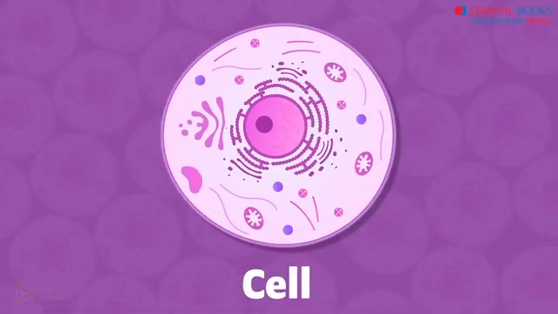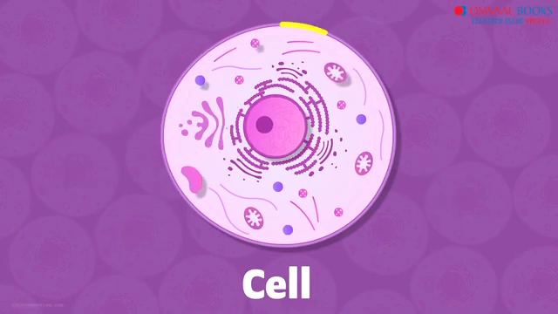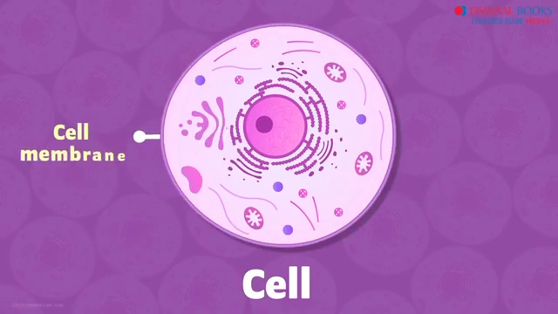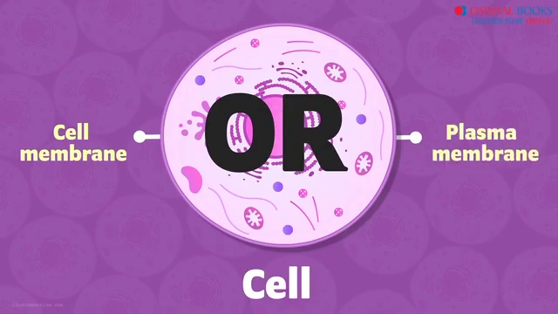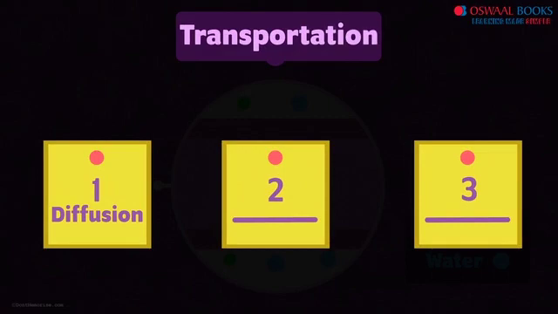Here's a cell on your screen. We have already seen that the various organelles inside it are compactly packed inside this delicate membrane called the cell membrane or the plasma membrane. We've even seen that the cell membrane makes use of diffusion process to transport gas and water molecules in and out of the cell. However, diffusion is not the only process employed. There are a few more on the list. Let's have a look at these methods in this video.